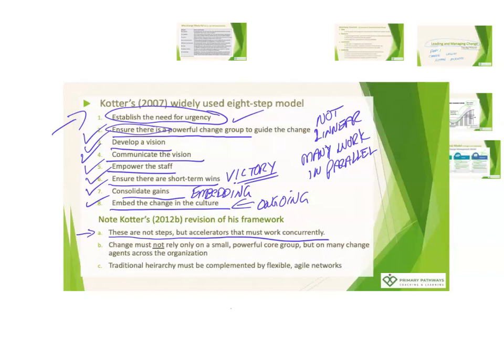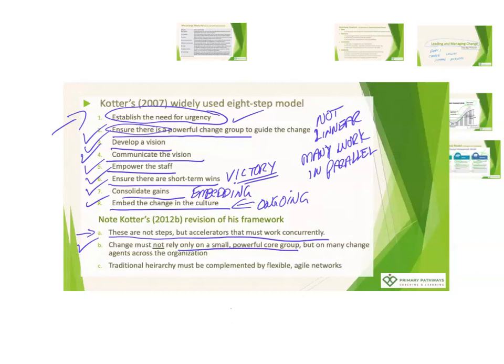We must also see that change cannot rely only on a small, powerful core group. In other words, in step 2, we talk about having a powerful change group. You need much more than that. So if you look at step 2 and step 5, these are really what we're talking about here. We need to make sure that we cultivate many change agents across the organization and ensure that the responsibility and authority is spread out. And that ensures that we can embed things a lot more easily and that we can actually share in the responsibility and successes along the way, thus ensuring it becomes more embedded in the culture and so on.